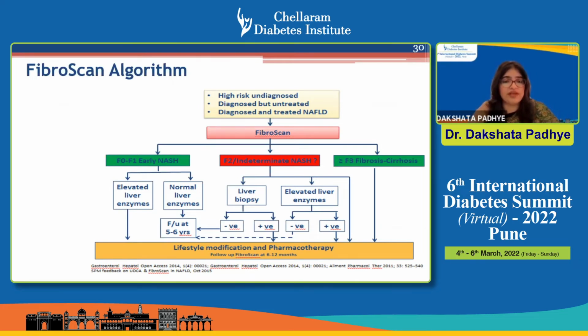If it is F2 level, there is indeterminate NASH. There can be a liver biopsy if there is a high index of suspicion of any other causes, or just lifestyle modification and pharmacotherapy can be started. For anything above F3 fibrosis, all the levels, the kilopascals are given on the report card when the report is given. So anything more than F3, hepatologist reference, and eventually lifestyle modification and pharmacotherapy is started for these patients.